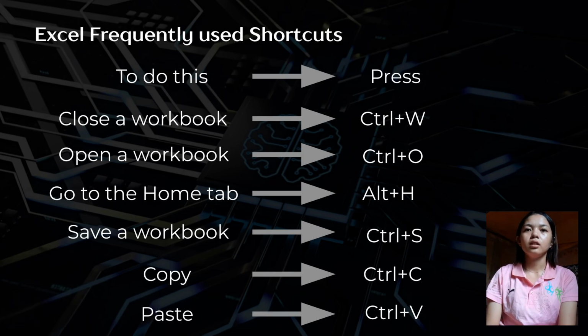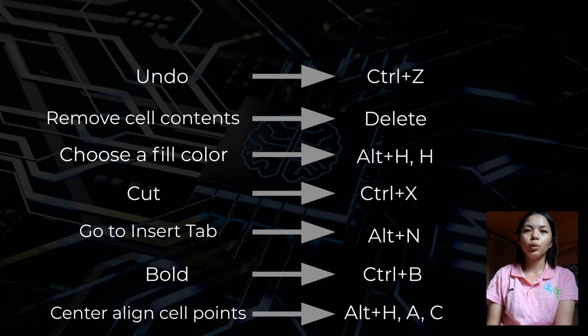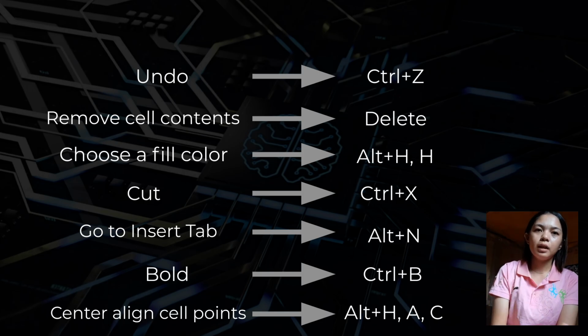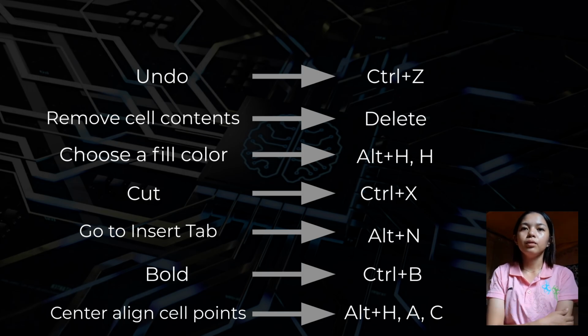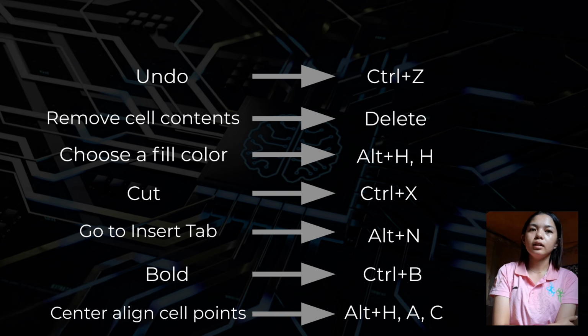So to do this, press. If you close a workbook, let us click Control plus W. If open a workbook, Control plus O. Go to the Home tab, Alt plus H. Save a workbook, Control plus S. If copy, Control plus C. If paste, Control plus V. If undo, Control plus Z. If remove cell contents, Delete.